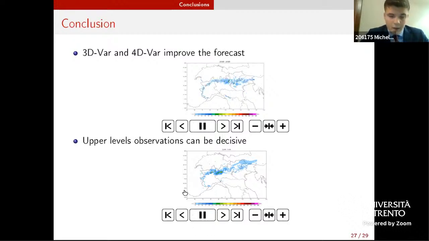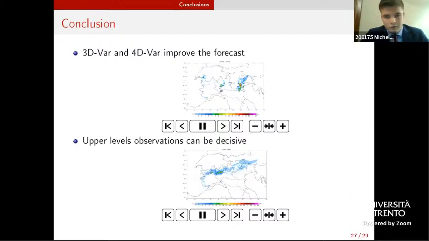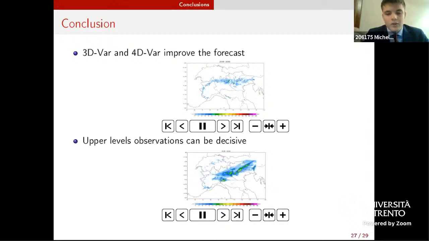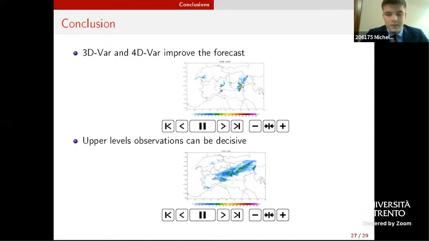From the second event, however, we can also observe that sometimes the surface information can be not sufficient to allow the model to predict the event. So upper level information reveals decisive, essential sometimes.